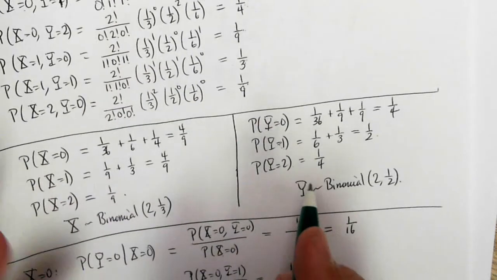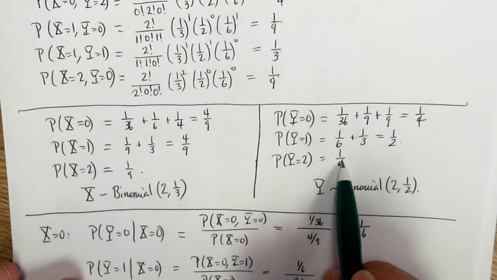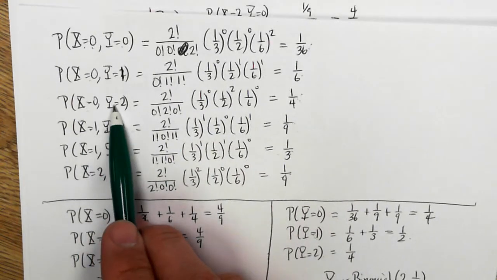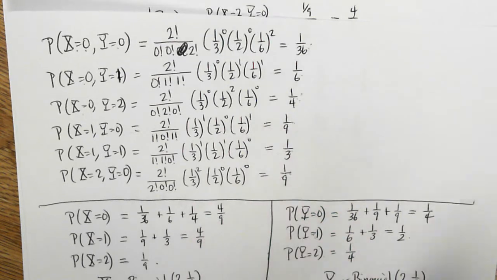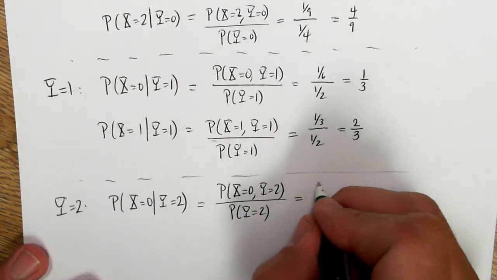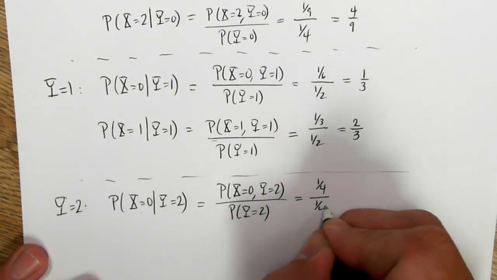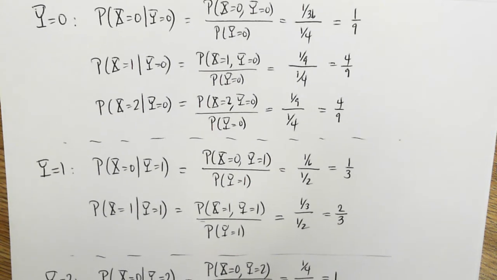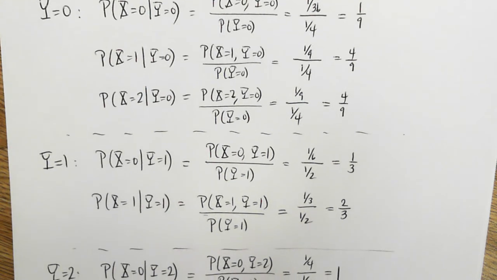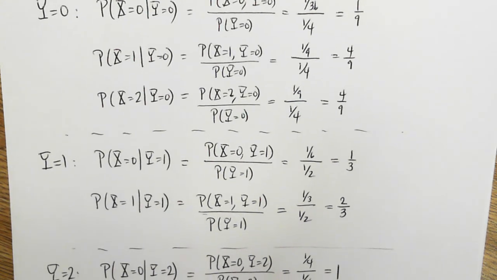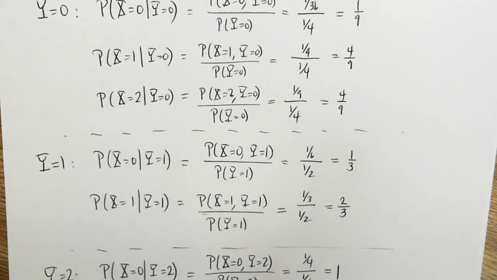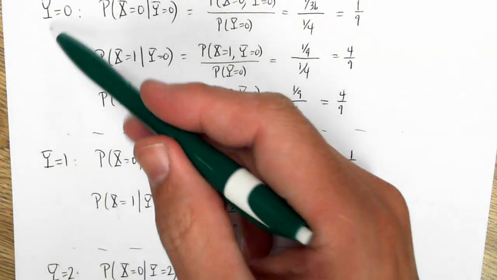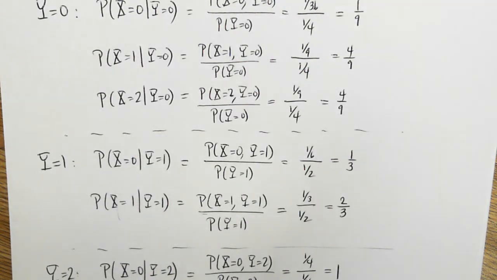The chance that y equals 2 is 1/4, and the chance that x equals 0, y equals 2 is the same 1/4. So this works out to be 1/4 over 1/4, which is 1. Okay, so there are the conditional distributions for capital Y, given the conditional distributions for capital X, given the values of capital Y.